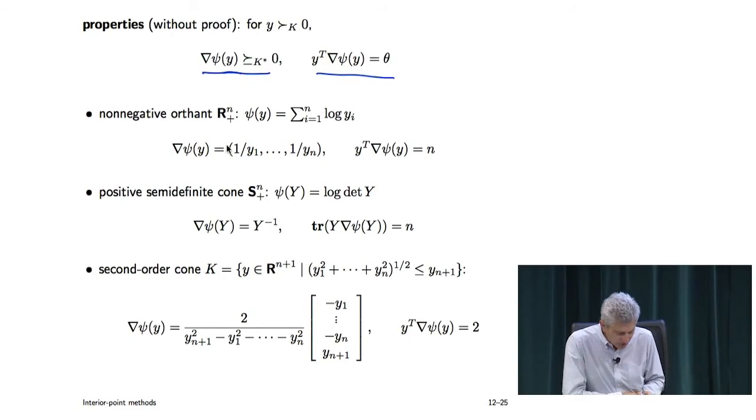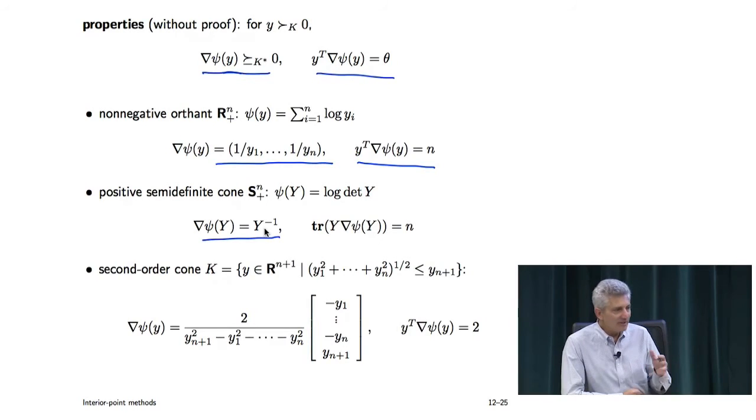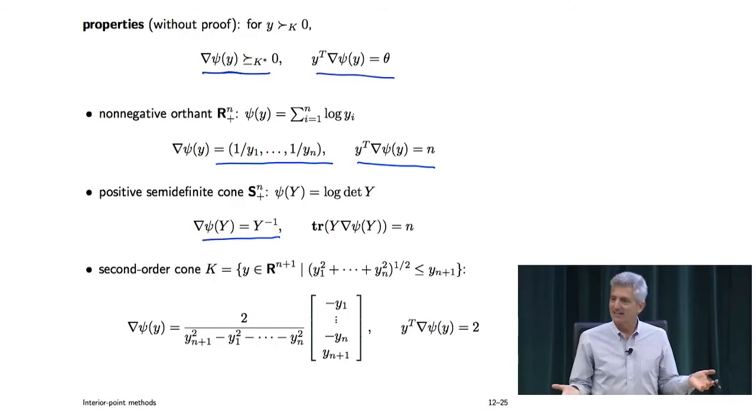So for the non-negative orthant, the gradient is that. It's monotone here. This is always positive in the dual inequality, which is the same as R plus to the n. And you get exactly that: y transpose this is just n. For the positive semi-definite cone, with some conventions about how you represent the gradient of a matrix, the gradient is the inverse. That's kind of the analog of log.